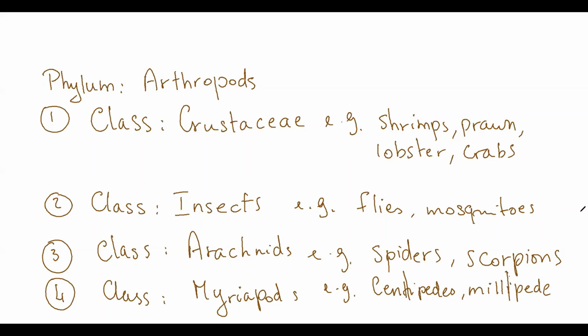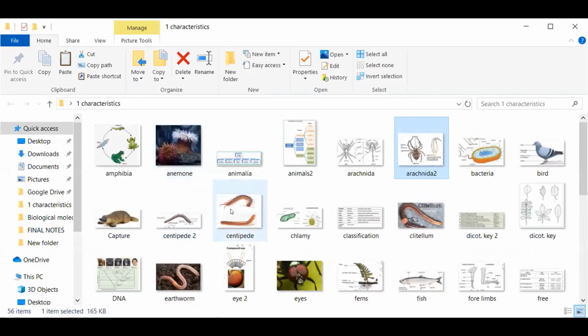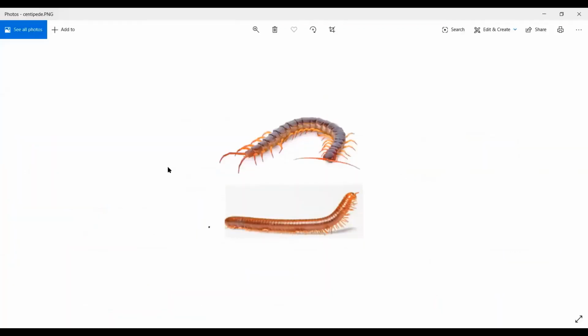Now let me add this picture. Sorry, this chapter is not as interesting as the other chapters. Look here at this one. This is a centipede here, centipede, and this is the millipede. Look at the number of their legs. They are different from each other.